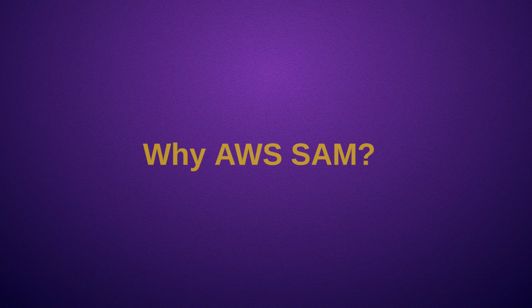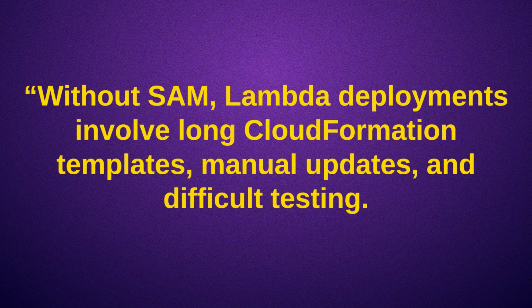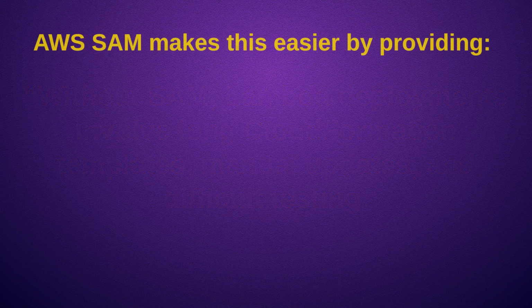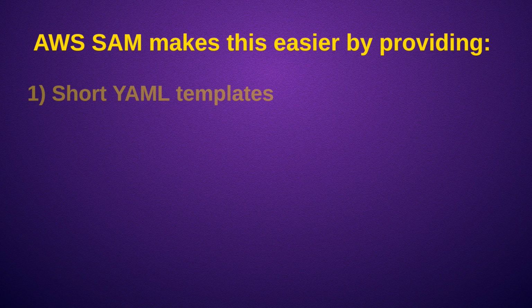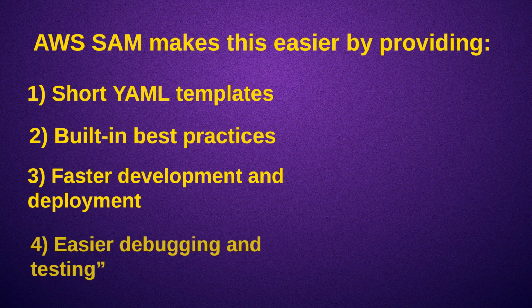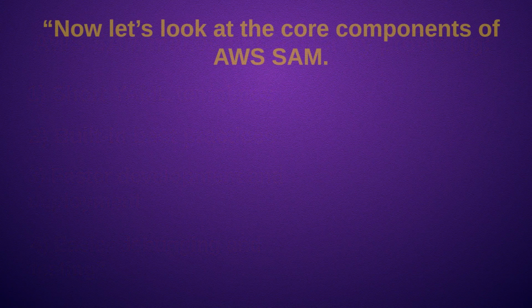Why AWS SAM? Without SAM, Lambda deployments involve long CloudFormation templates, manual updates, and difficult testing. AWS SAM makes this easier by providing short YAML templates, built-in best practices, faster development and deployment, easier debugging and testing. Now let's look at the core components of AWS SAM.